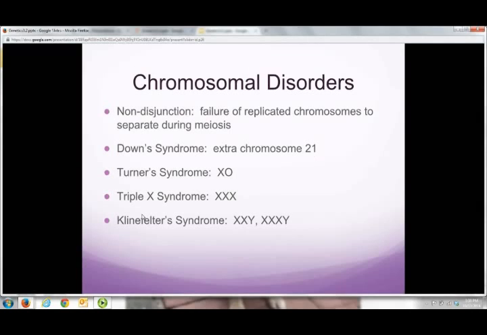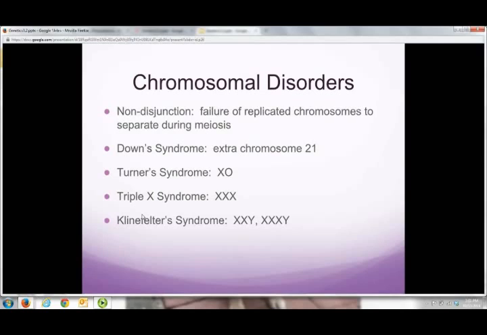With the chromosomal disorders, these a lot of times will occur as the result of a non-disjunction, or the failure of replicated chromosomes to separate during meiosis. One example is Down syndrome that affects the 21st chromosome. This is sometimes referred to as trisomy 21 because the individual ends up with an extra 21st chromosome.